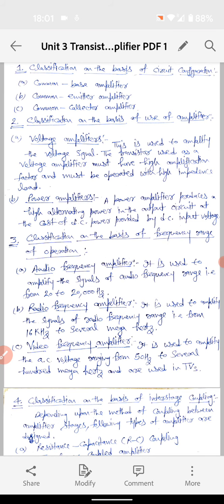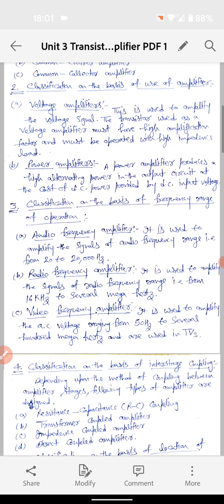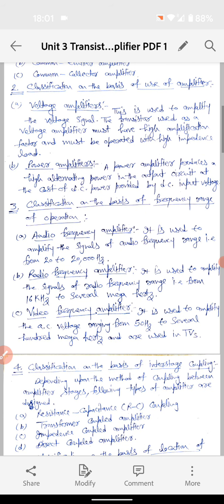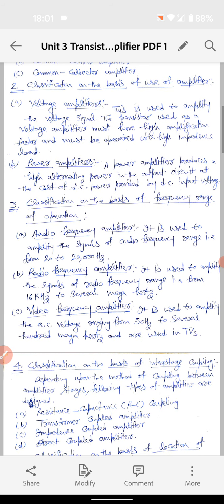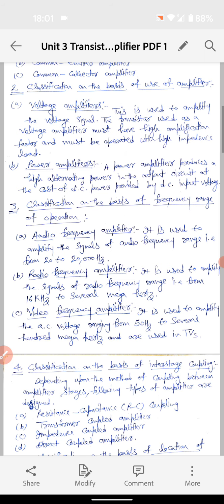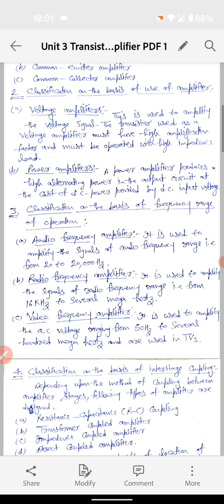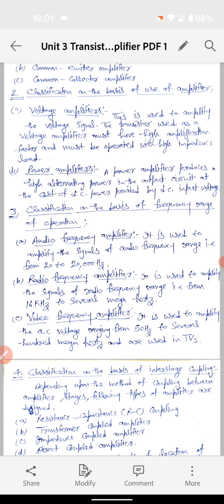Another type of amplifier on the basis of use is the power amplifier. A power amplifier produces a high alternating power in the output circuit at the cost of DC power provided by the DC input voltage. An amplifier in which the output power is much higher than the input power is known as a power amplifier.